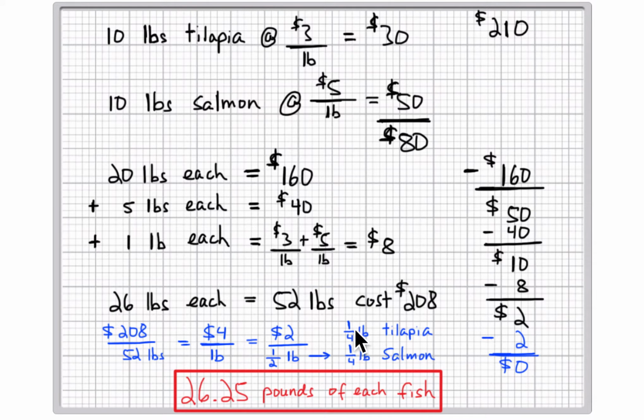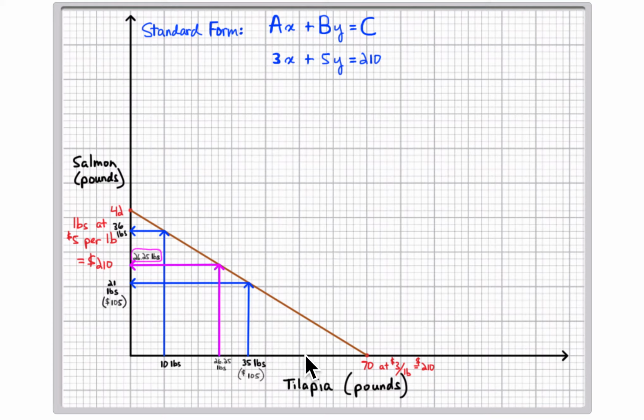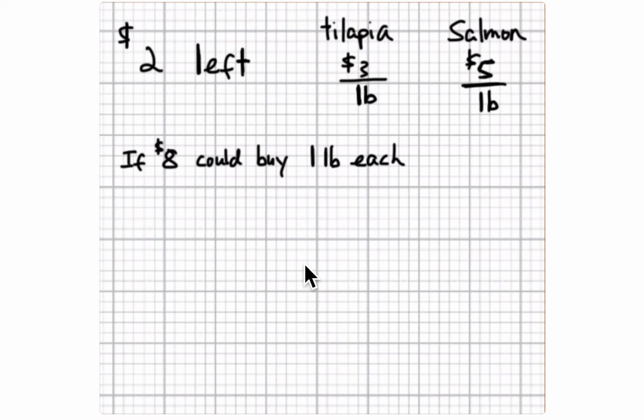Now this last $2 got a little bit tough. So let's look at that in a little bit more detail, but let's look at the graph first. And notice if I buy 26 1/4 pounds of salmon, I'm also going to purchase 26 1/4 pounds of tilapia. So notice this is a square, and it intersects this graph here at this point, which has an equal number of pounds of each fish. So it forms a square. We're going to use that a little bit later. But let's look at that $2.